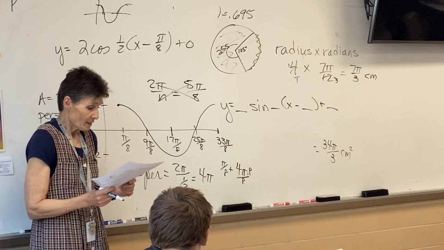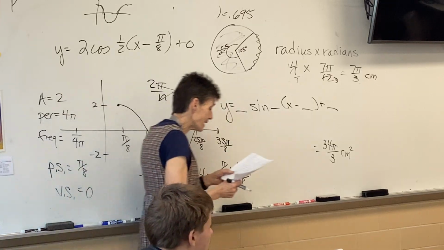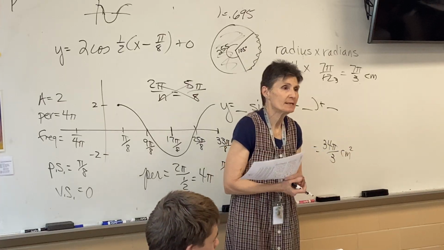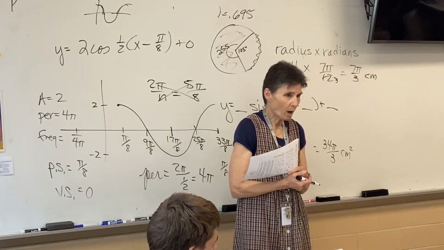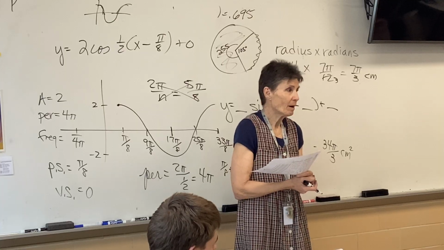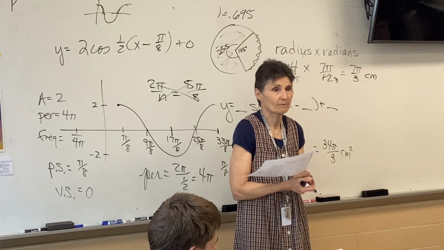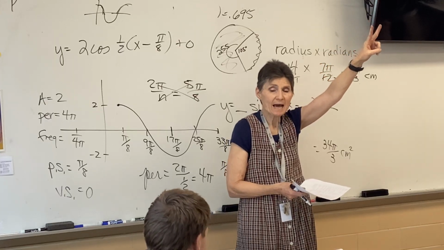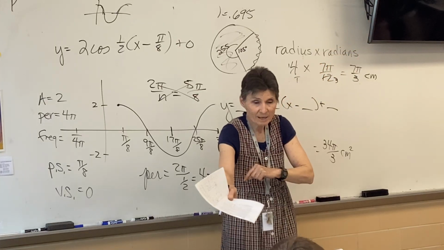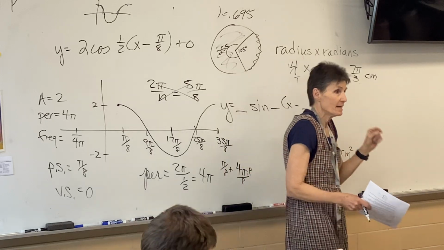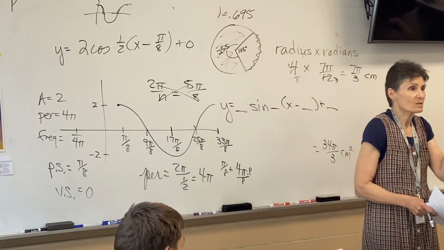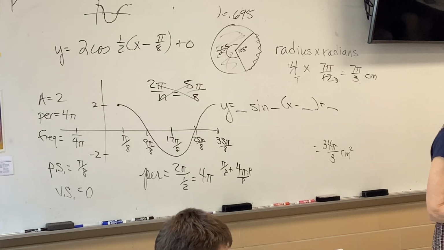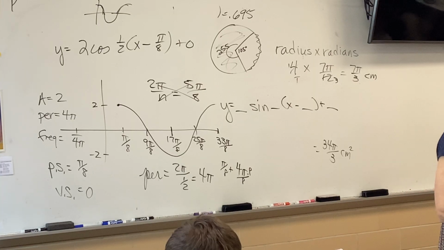I'll just pick one. In which quadrant is sine positive and cosine negative? Because what we're really asking is, y is positive and x is negative. Think about sine as y and cosine as x, and then it's easy. Where does that happen? Quadrant 2.